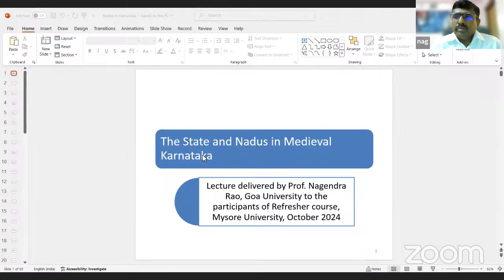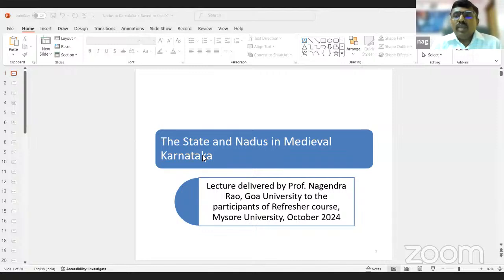At some point of time it may be centralized, at some point decentralized, and at some point it may be feudal also, as shown by Noboru Karashima. In the later Cholas we find the emergence of a feudal state. So we have all these scholars, Karashima and Subbarayalu, discussing the Nadus, their importance, and trying to analyze the nature of the Nadus in the context of Tamil Nadu. The question is whether we can discuss the Nadus in the context of Karnataka.